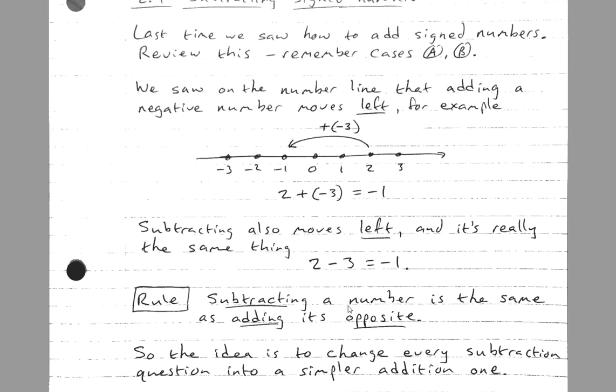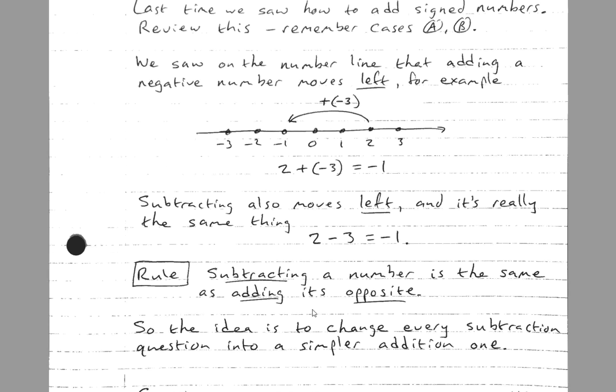So here's our rule. Subtracting a number is the same as adding its opposite. Remember from last time, the opposite of a number, you just switch the sign from positive to negative or negative to positive. So subtracting 3, or subtracting positive 3, is the same as adding the opposite of 3, adding negative 3. It's a bit confusing, but we'll get used to it. The idea is every subtraction question, you can convert into a simpler addition question using this rule.